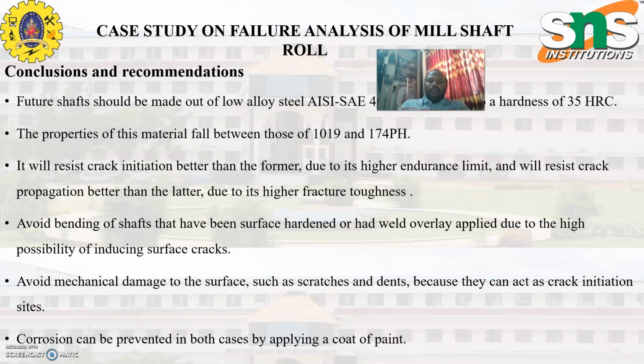Even after welding, the last thing is that the property of the material falls between 1019 and 117 for pH. It will resist crack initiation better than the former because of its high endurance limit, and it resists cracks due to high fatigue, with high fracture toughness. So you should avoid bending of the shaft, and the surface should be hardened to avoid cracks at the surface area. Surface heat treatment should be done.